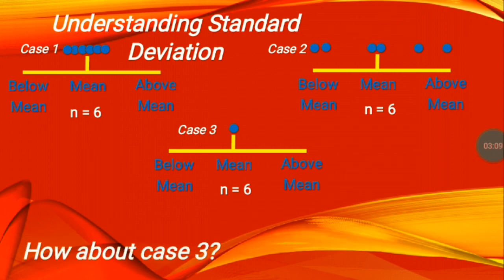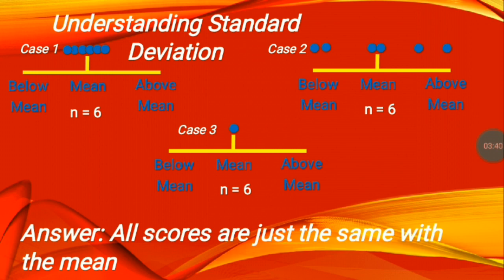So let's proceed to case number 3. If you look there, there's only 1 dot. However, there are still 6 cases or 6 scores, meaning these 6 scores are of the same value. That's why you can only see 1 dot there. That means they just overlap, so all scores are the same as the mean. That's case number 3.